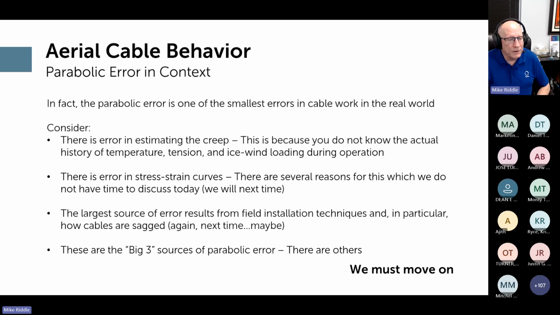I've already made reference to a follow-on to this. We will talk about that in the follow-on presentation; I just don't have time today. The largest source of error results from field installation techniques, and in particular, how cables are sagged. Again, another time. This is just a reality. These are the big three sources of sag error in the field. I call it here parabolic error, but it's really sag error in the field. And there are others as well, but I don't have time to go into it all.